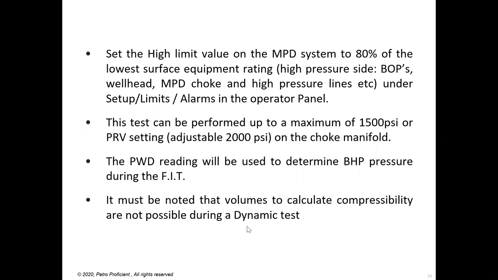So you need to set the high limit value of MPD to 80% of the lowest surface equipment rating, that is mostly your RCD, high pressure side BOP, wellhead, MPD choke manifold, high pressure lines, etc., under setup limits and alarms in the operator panel. This test can be performed up to a maximum of 300 PSI or with the PRV setting adjusted to 2000 PSI on the choke manifold. For those who don't know what a PRV is, it is the pressure relief valve.